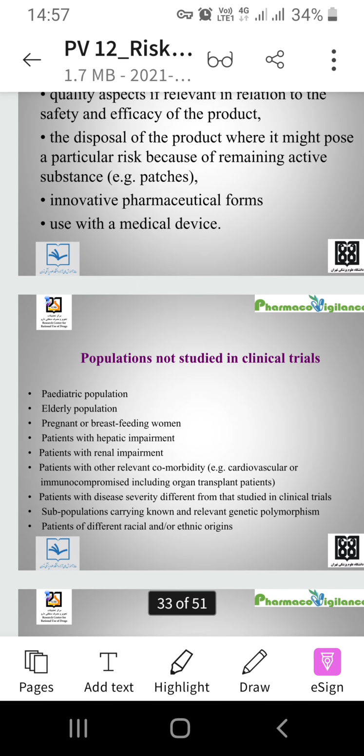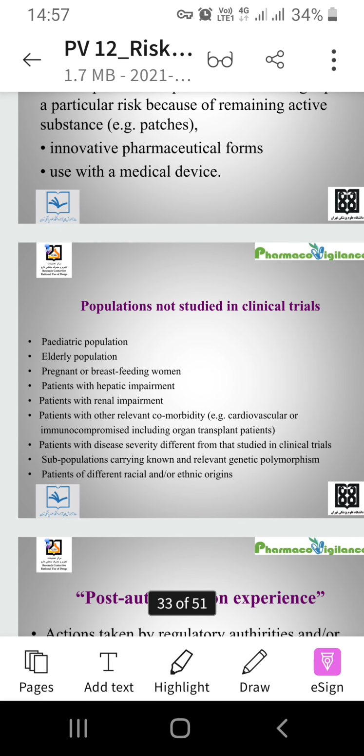Population not studied in the clinical trials, for example, pediatric population, elderly population, pregnant or breastfeeding women, patients with hepatic impairment, patients with renal impairment, patients with other relevant comorbidity, for example, cardiovascular or immunocompromised, including organ transplant patients, patients with disease severity different from that studied in the clinical trials, subpopulations carrying known relevant genetic polymorphism, and patients of different racial and or ethnic origins.